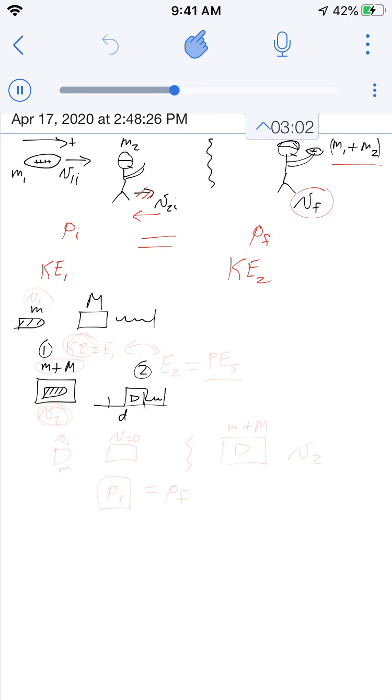All these collision problems involve conservation of momentum, so you just need to know the initial momentum and the final momentum.